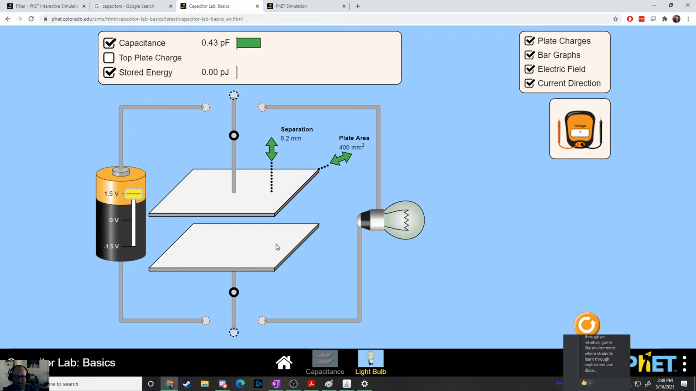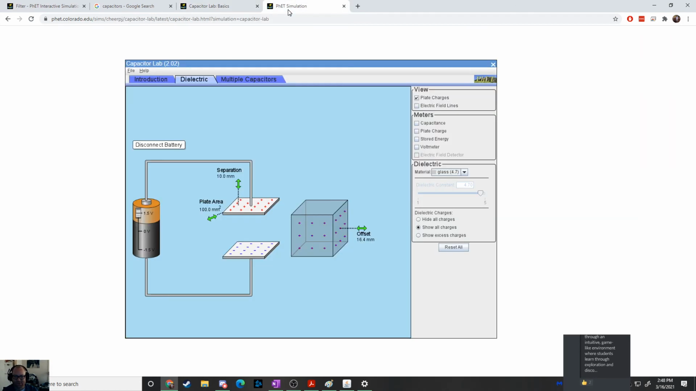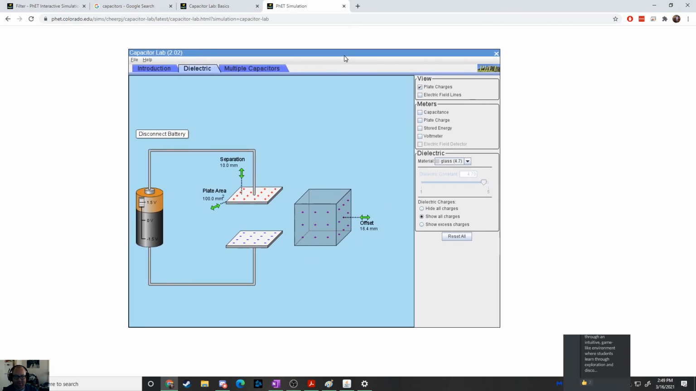Thank you. No problem. Now we're going to add in a dielectric to this. So let's do that. I think that's going to be this one. Yep. Can I make this any bigger? Nope. Guess not. Can I zoom in? Nope. All right. So here's another one. What this has is this little dielectric that I can use, and I can change what it is.